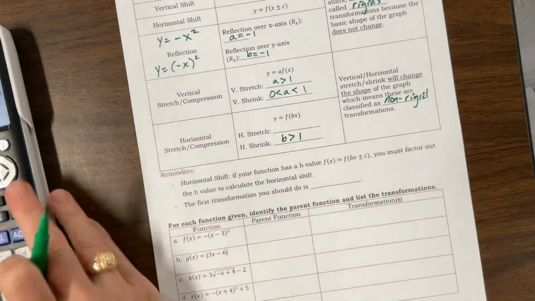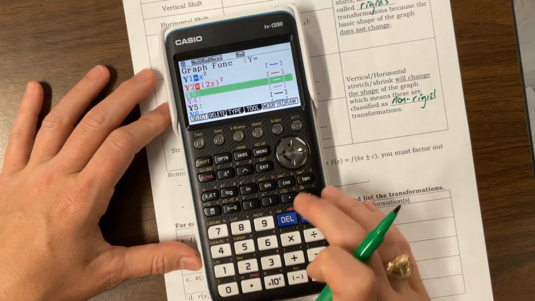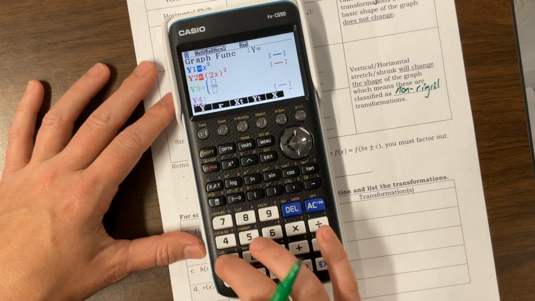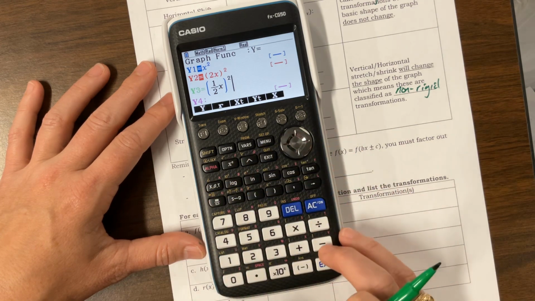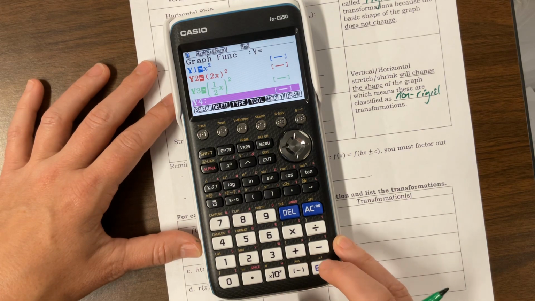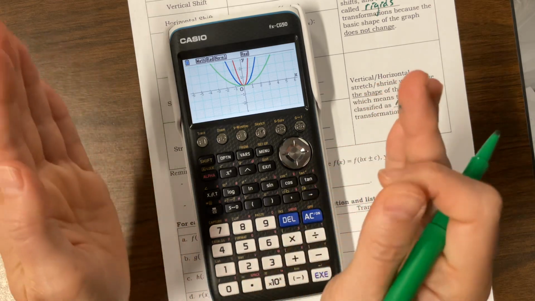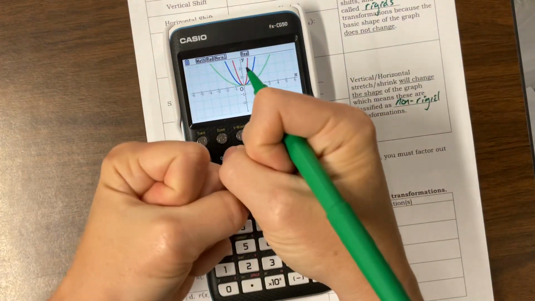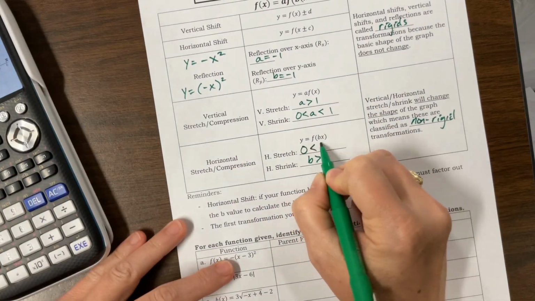Now I'm going to stretch this. If I type in another one, the fraction 1/2 times x, close my parentheses, and the whole thing is getting squared, now I have a green graph. From the parent function, the red was compressed and the green was stretched away from the y-axis. And so this is 0 less than b less than 1.